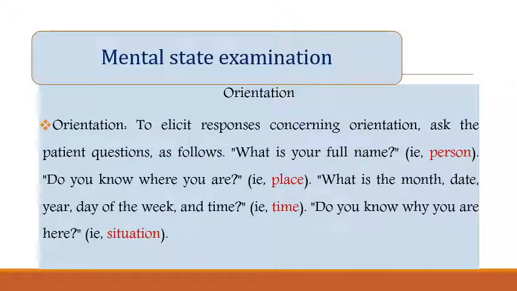Orientation. The person should be oriented to four items, which include the person, the place, time, and situation. Simply, I ask the patient, what is your full name? If he gives the right response, he is oriented to himself and his person. Or I ask him, what is my job, who am I? If he says you are a doctor, he is oriented to the person.